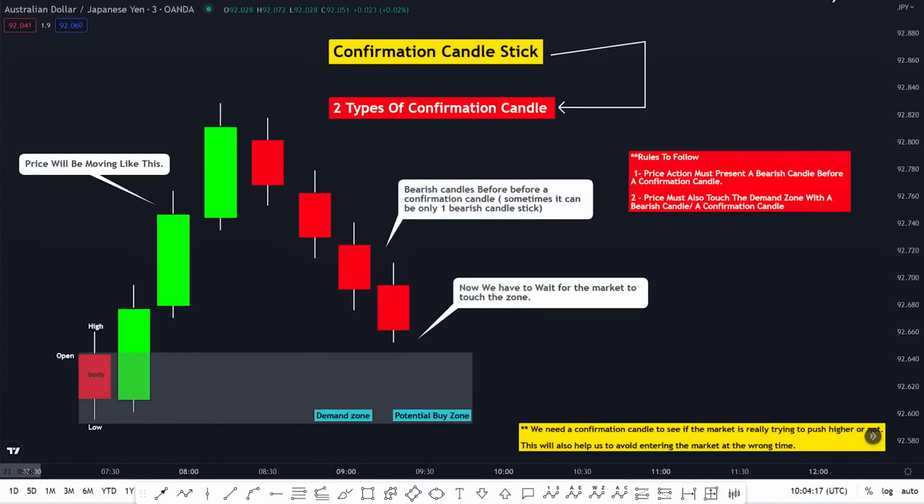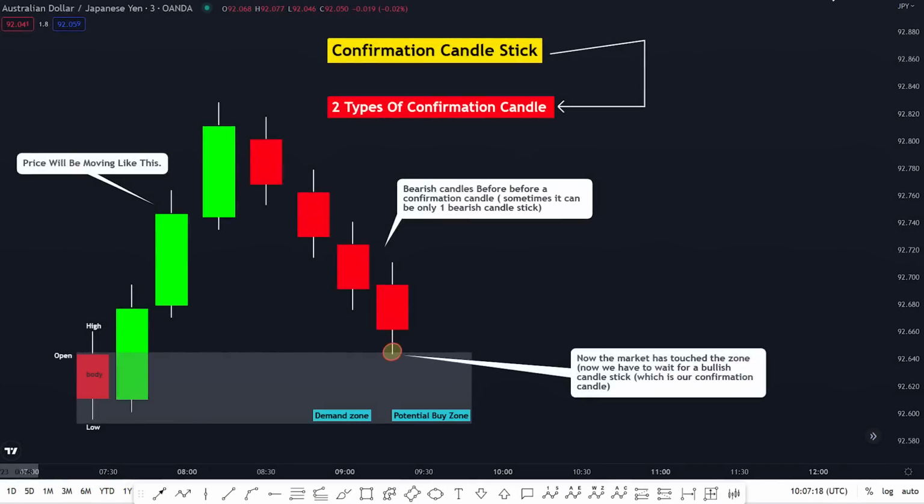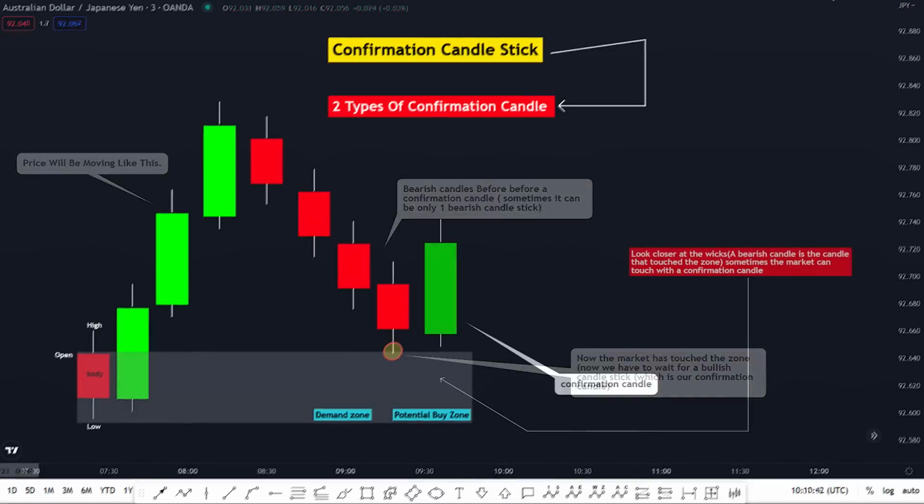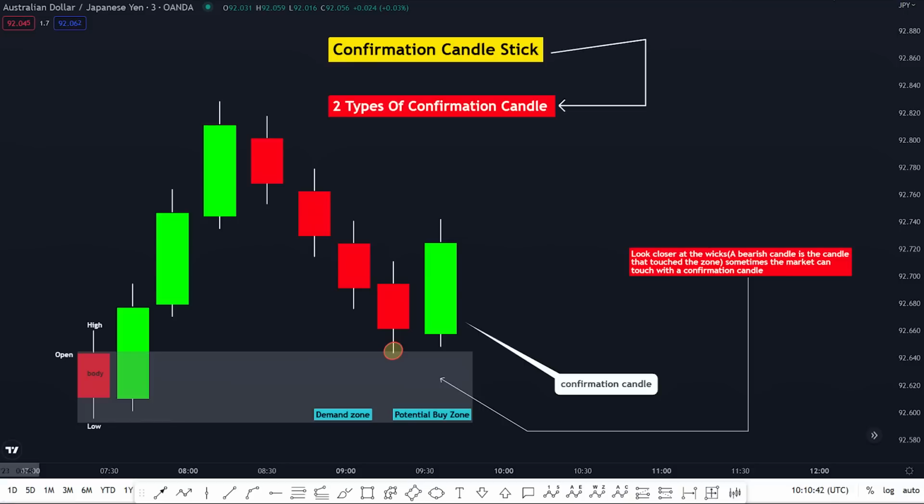Step 3, now that we have a bearish candlestick before a confirmation candle, the next step is to wait for price action to touch the zone. Then we will wait for the market to close with a bullish candlestick on the zone, and that will be our confirmation candle. Step 4, now we can see that price touched the zone. This is where you have to wait as a trader for the market to close with a bullish candlestick. So when the market, after touching the demand zone, closes with a bullish candlestick, that candlestick we call a confirmation candle.